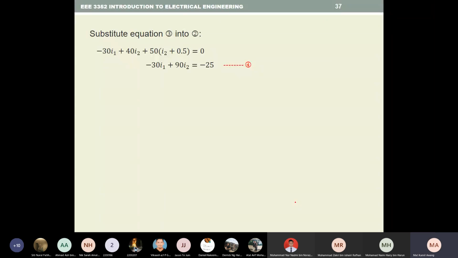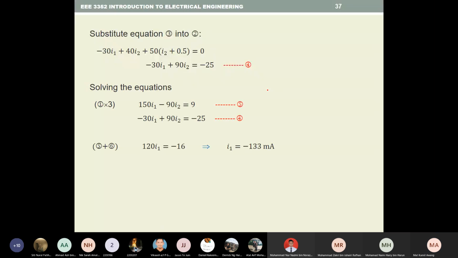So you substitute, okay, just now, equation 3 into 2. So you get minus 30 I1 plus 90 I2 equal to minus 25. So you solve the simultaneous equations. So you get 150 I1 minus 90 I2 equal to 9 and minus 30 I1 plus 90 I2 equal to minus 25. So you have these two equations and you solve. You can add, you get 120 I1 is equal to minus 16. So therefore I1 is equal to minus 133 milliamps.